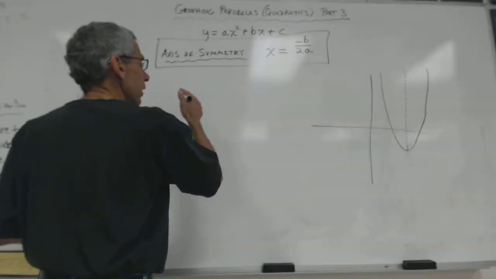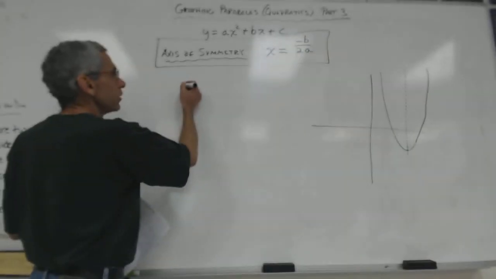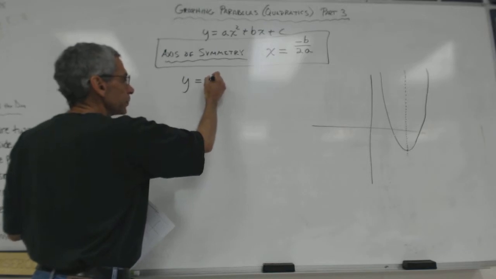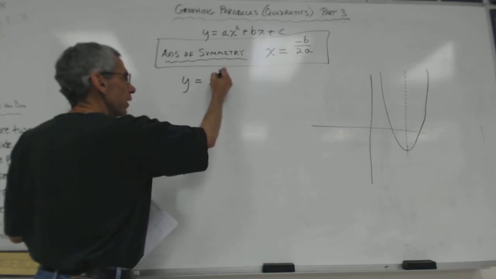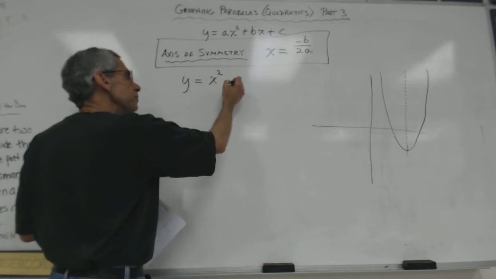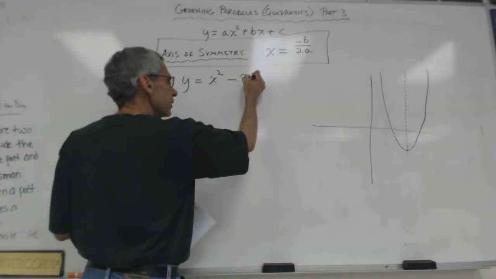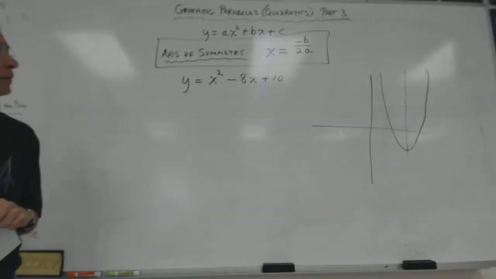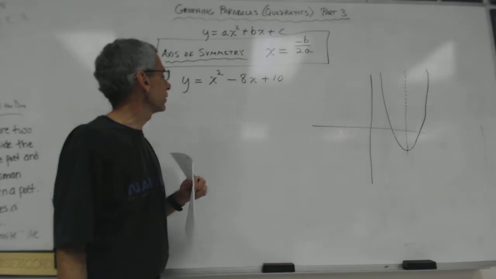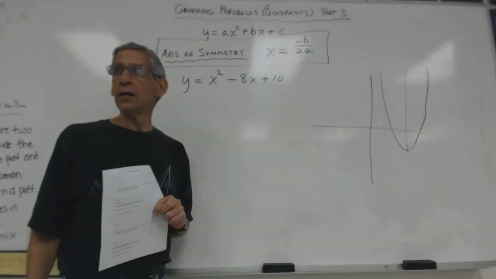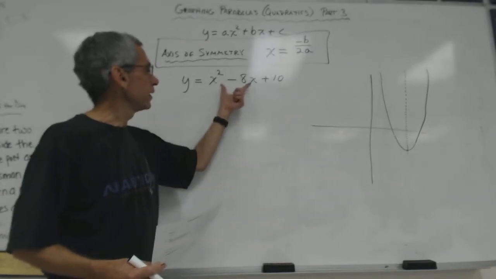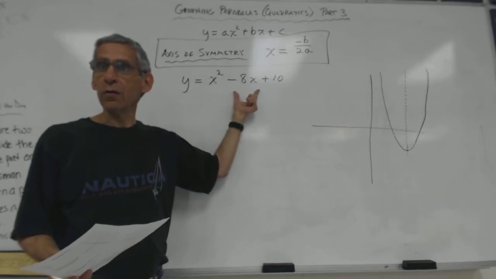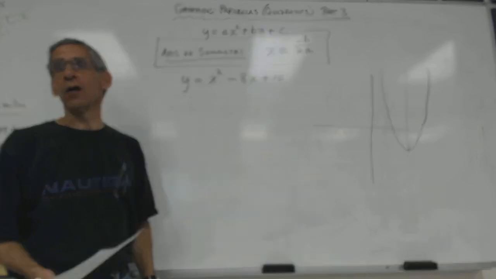So let's try an example. Let's say I asked you to graph y is equal to, we're going to keep it simple for now, where a is 1, x squared minus 8x plus 10. Y is equal to x squared minus 8x plus 10. Suddenly, we have a negative 8x. We have a bx. And we know now that the vertex is definitely not where on the graph?